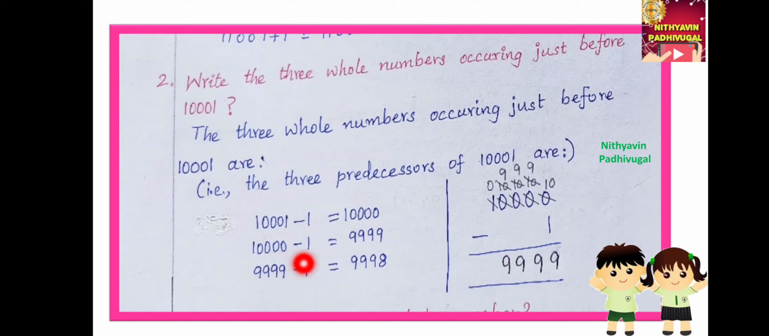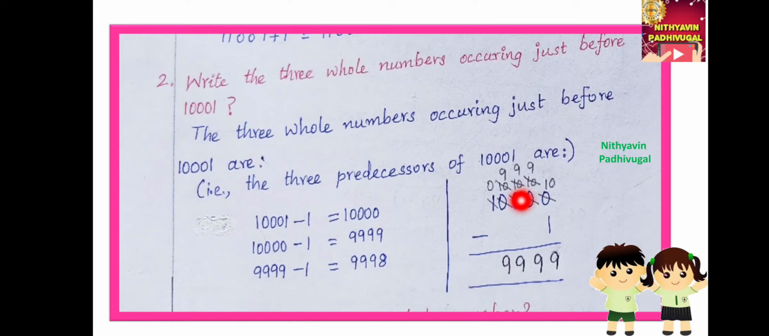And then 10,000 minus 1, which is equal to 9,999. The calculation is given here. We are borrowing 1 from the 1 in the 10,000 place. So this 0 has become 10. And then from this 10, we are lending 1, so this 10 has become 9, and the next number has become 10. From this 10, we are lending 1 to the 0 in the tens place.